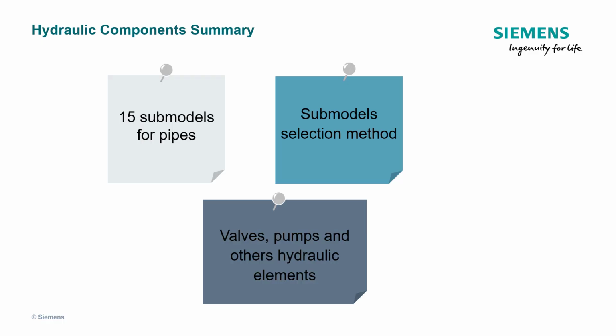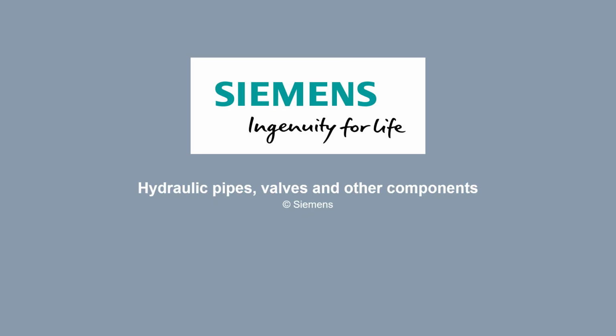Let's make a summary. We introduced the causality in hydraulic lines, 15 submodels for pipes, pipe submodel selection method, and other hydraulic elements, such as control valves and pumps. That's all for the introduction about hydraulic pipes, valves, and other components. Thank you.